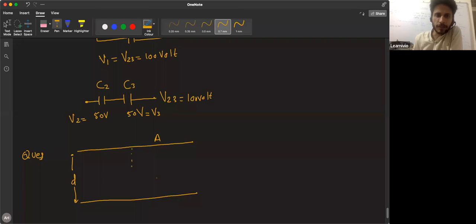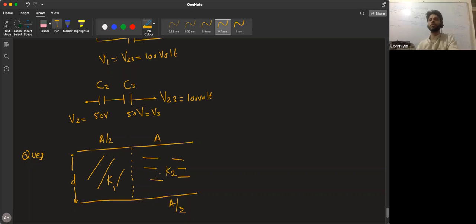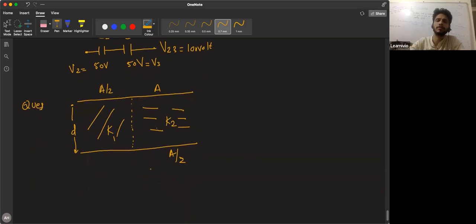Now, this capacitor has two dielectrics. Half area is A by 2, another half is A by 2. In this region, a dielectric of dielectric constant K1 is filled. And in this region, a dielectric of dielectric constant K2 is filled. You're supposed to calculate the equivalent capacitance.